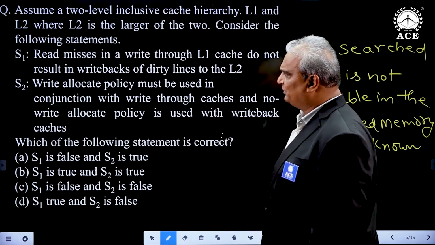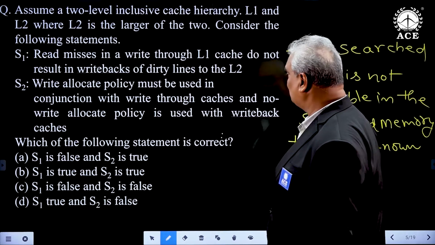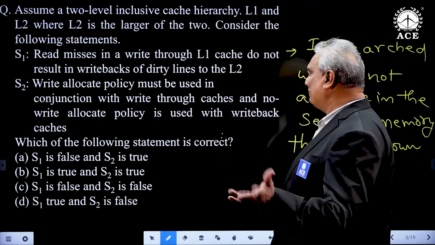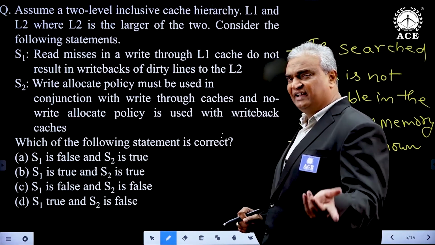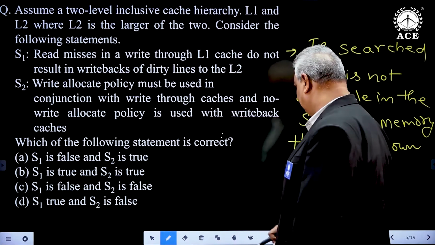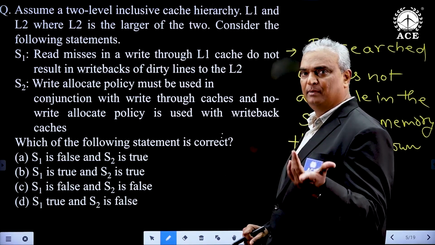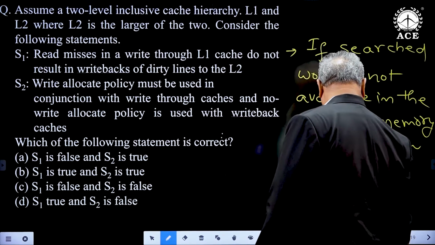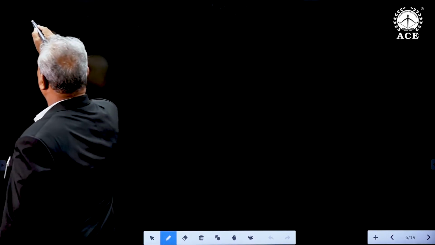Next, what about statement 2? The write allocate policy must be used in conjunction with write through caches, and the no write allocate policy is used with write back caches. First, you get clarity in write through and write back. First, get clarity in write through cache and write back cache. What is write through?